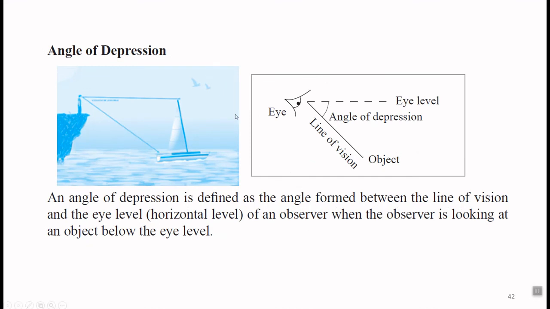Angle of depression is defined as the angle formed between the line of vision and the horizontal level. This angle we call the angle of depression, when the observer is looking at an object below the eye level.